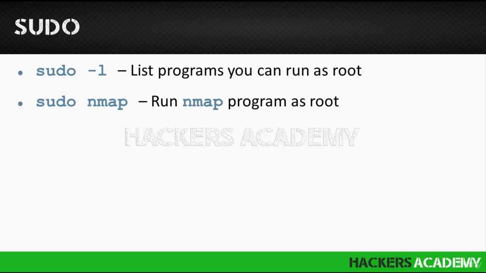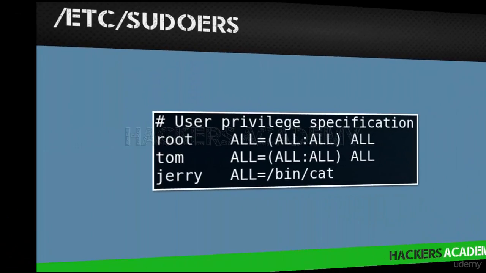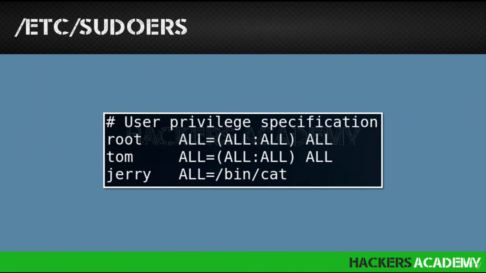You can set these privileges of who can run what as root in a file called the sudoers file, which is usually under /etc/sudoers. In this particular scenario, I have root that can run all programs as root, obviously. And I've configured also Tom to be able to run all programs as root. However, for Jerry, I've configured only one program with the ability to run as root. So here, Jerry can only run the bin/cat command as root.